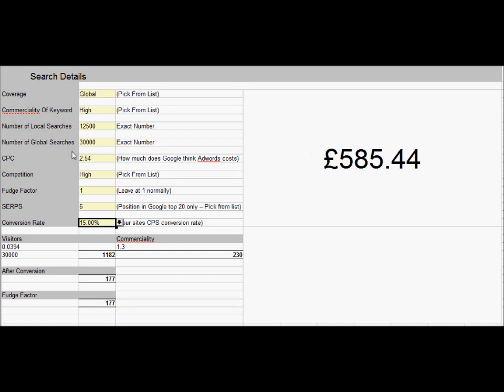Now, whether it's dollars or pounds is pretty irrelevant. It's this number of units. So if this is $2.54, then take this as 2.54, or $5.44 as well. It's just the unit.